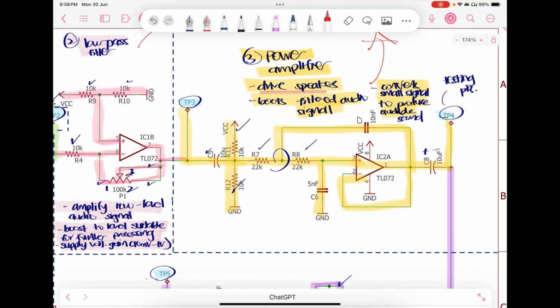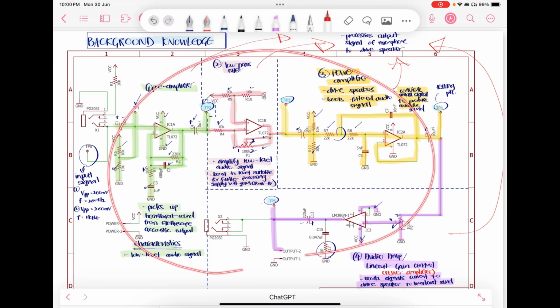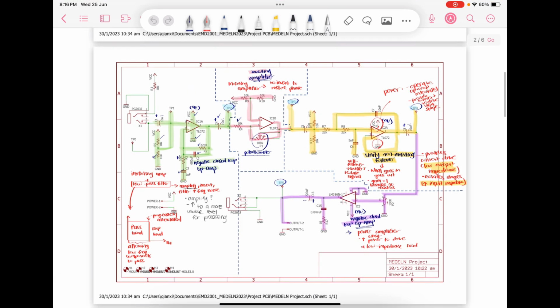The third drives speakers, boosts the filtered audio signal, and converts the small signal to provide audible sound. The last stage boosts signal currents to drive the speaker to broadcast sound. This whole process is called the signal processing circuit, and it's supposed to process the output signal of the microphone to drive the speaker. Next, we're going through each stage in more depth.